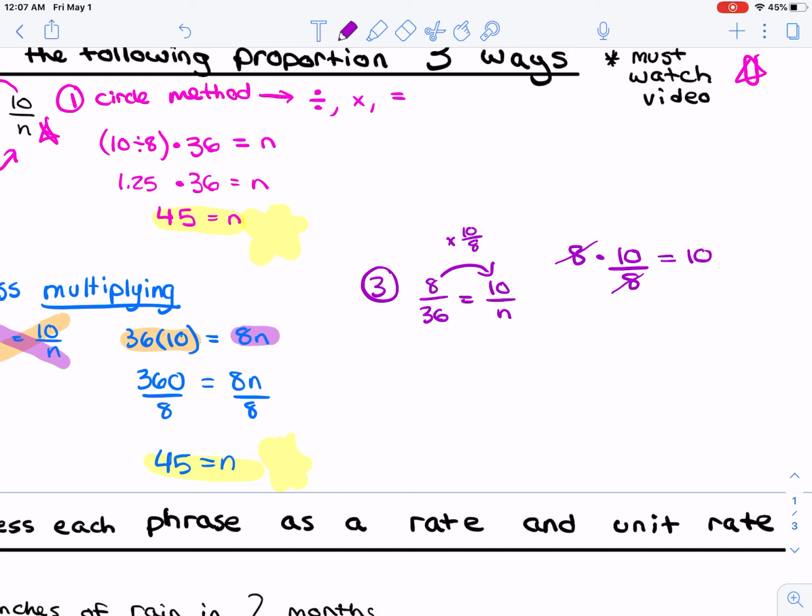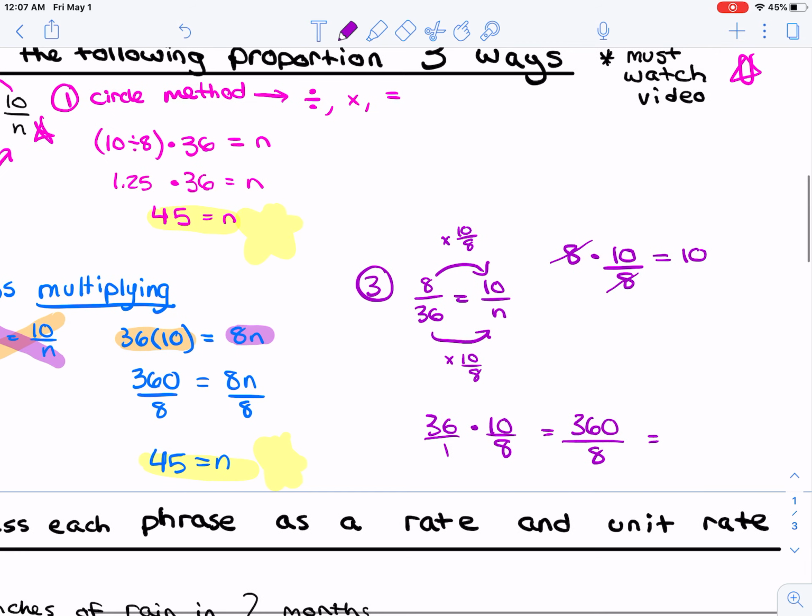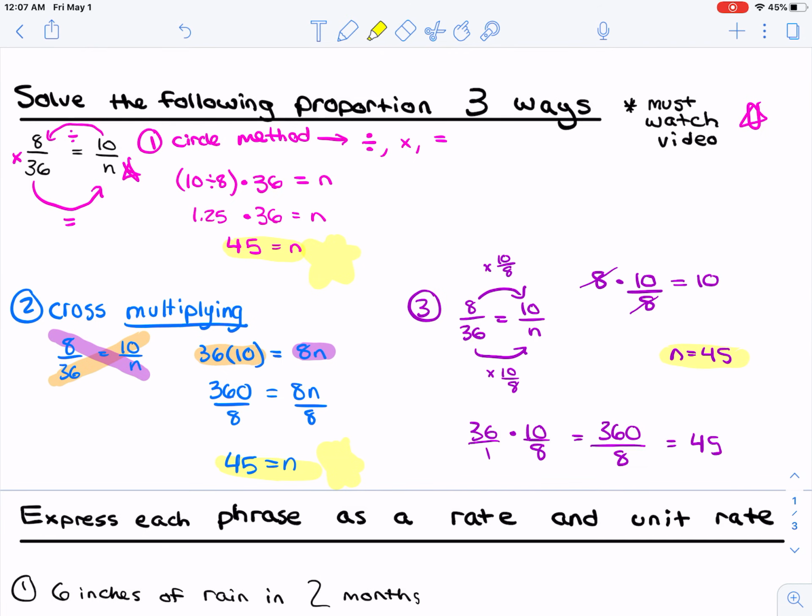So since we know 8 times 10 over 8 is going to give us that 10, okay, whatever we do on the top, we're going to have to do on the bottom. So I'm going to take that 36 and multiply it by 10 over 8. And again, that 36 is technically just over 1. So 36 times 10 is 360. 1 times 8 is just 8. Now we have 360 over 8, or 360 divided by 8, and we do get 45 again. So regardless of which way you go about solving this, again, I don't mind which way you do, you should get the same answer, okay?